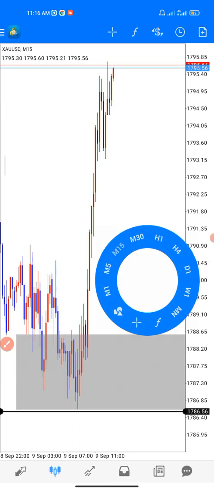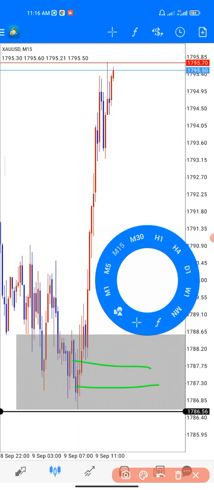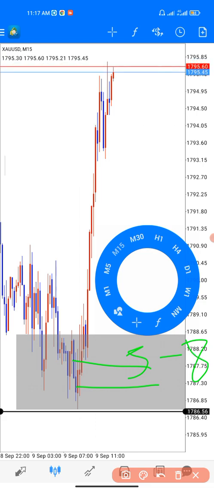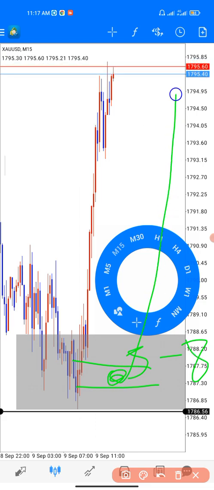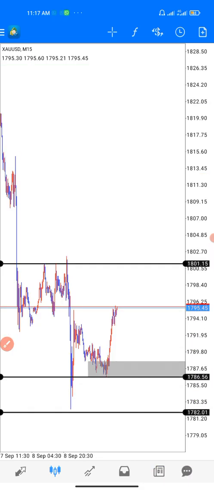So I will go to 15 minutes, and I wouldn't want to mark my entry zone right now, but let me just show you something. My entry zone might likely be something like this. I'll go to 5 minutes to refine it further. I wouldn't want my stop loss to be more than 5 to 8 pips. You get? So I will likely take my entry here if I want to buy, and I will likely take my entry here if I want to join the short sell.